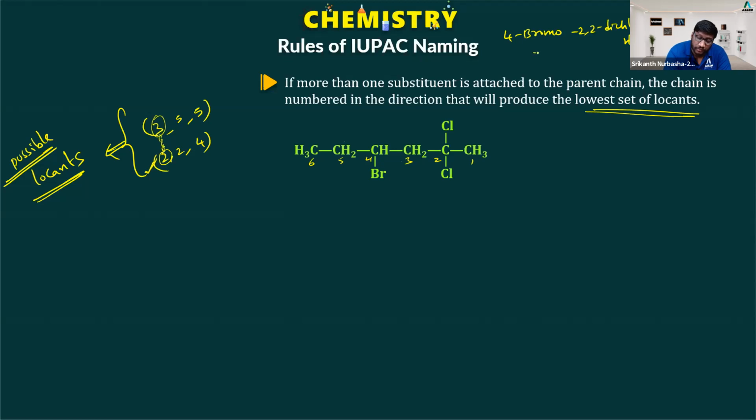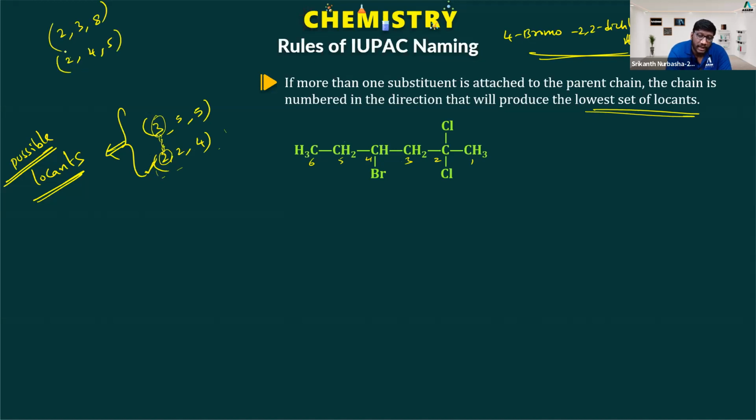Very good. Yes or no? 4-bromo 2,2-dichlorohexane is going to be the correct name for this particular compound, because there is a difference in the lowest set of locants, and you have to select that particular set of locants where you see the lowest number at the first point of difference. Understand this carefully. Like in case I have a molecule where I am getting 2, 3, 8 and 2, 4, 5.